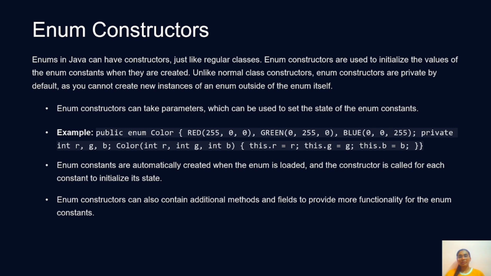Enum constructors. Enums in Java can have constructors just like normal classes. These constructors are used to initialize the value of the enum constant when they are created. Unlike normal class constructors, enum constructors are private by default, as you cannot create a new instance of an enum outside of the enum itself. Enum constructors can take parameters which can be used to set the state of the enum constant. These enum constants are automatically created when the enum block is loaded and the constructor is called for each constant to initialize its state. Enum constructors can also contain additional methods and fields to provide functionality for the enum constant.